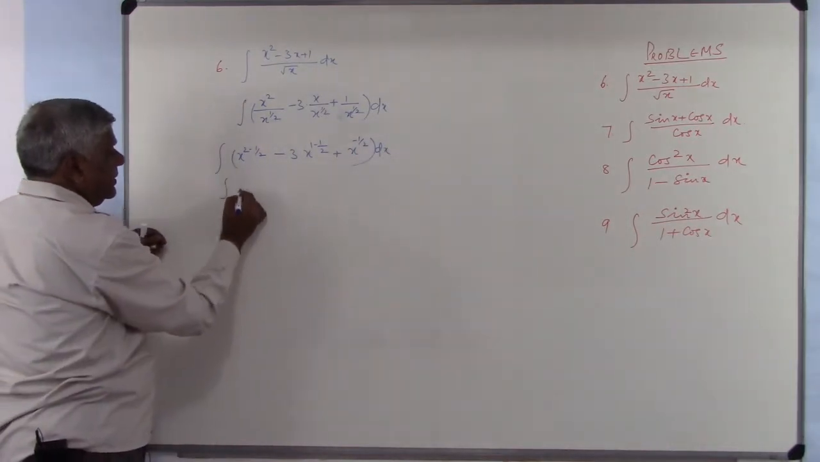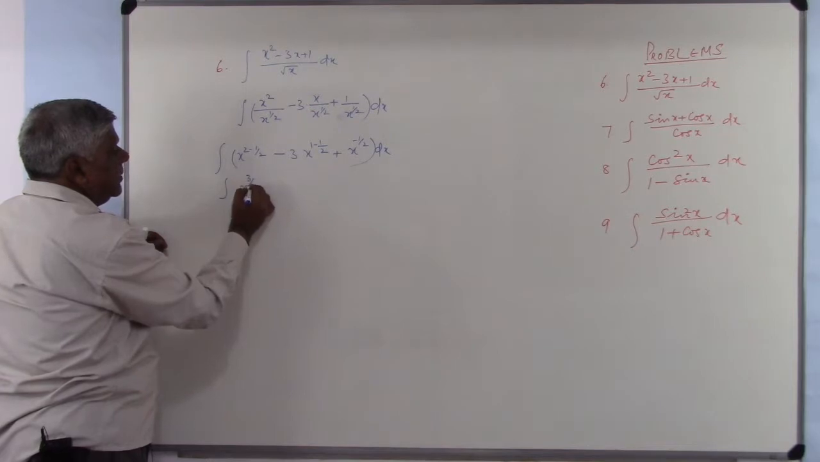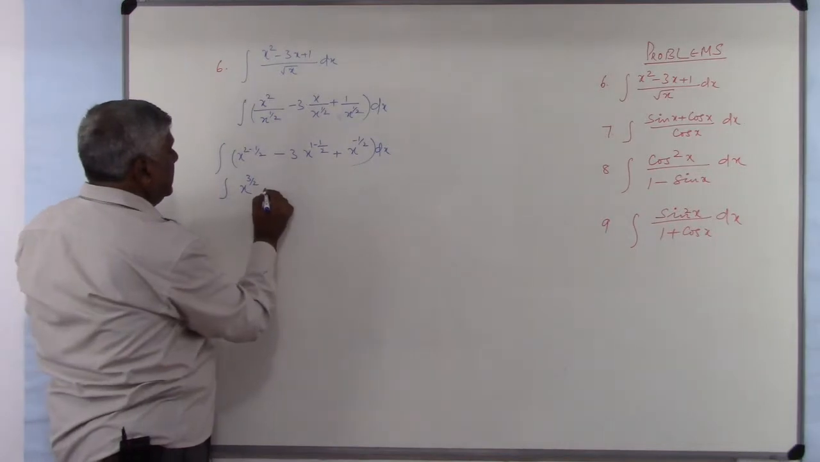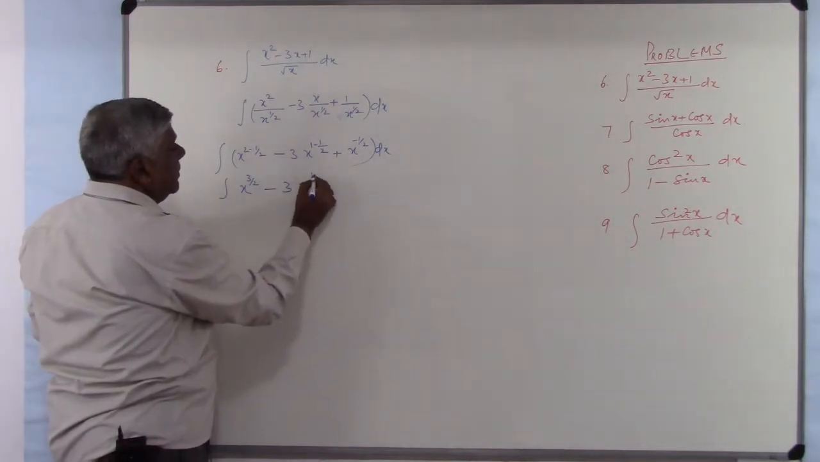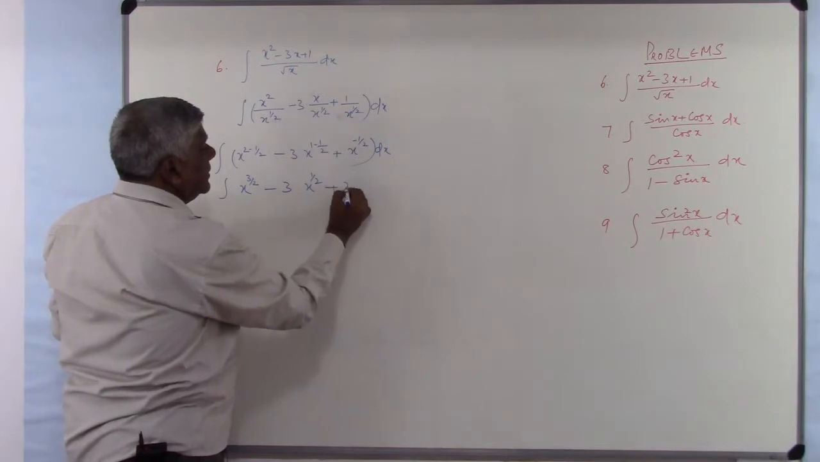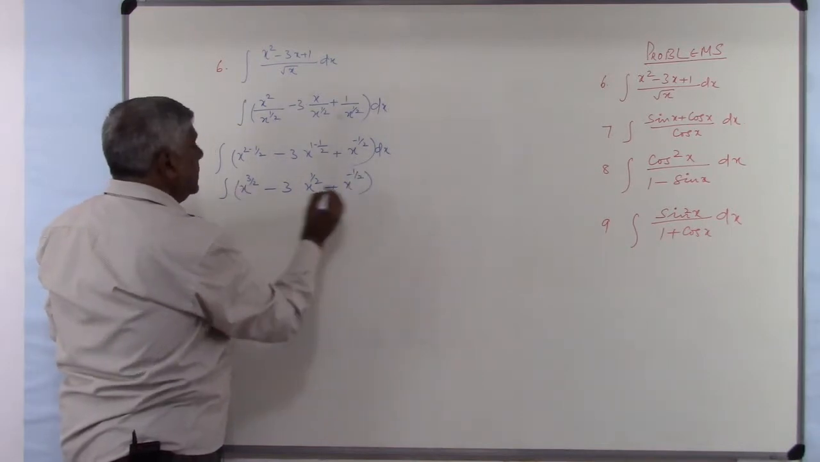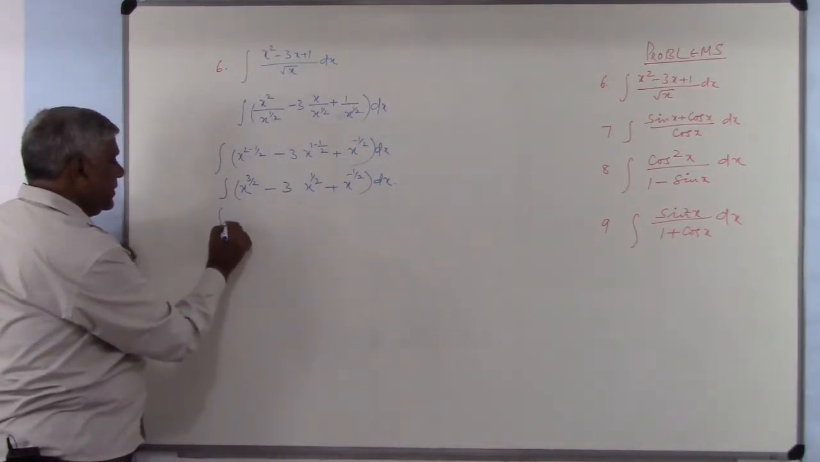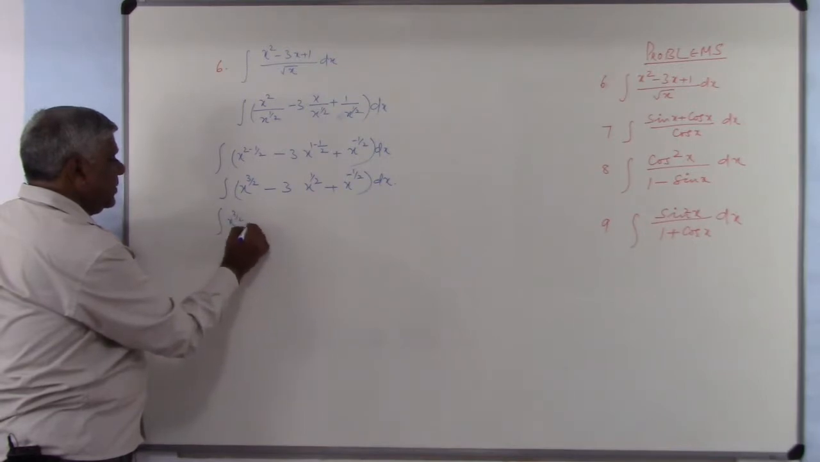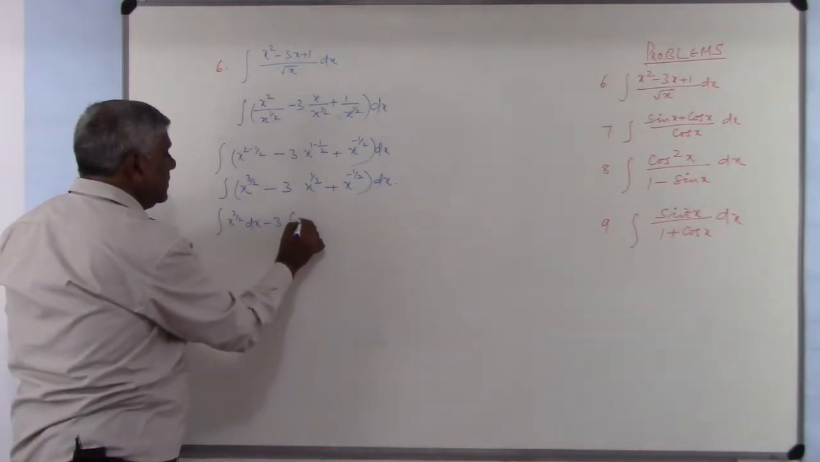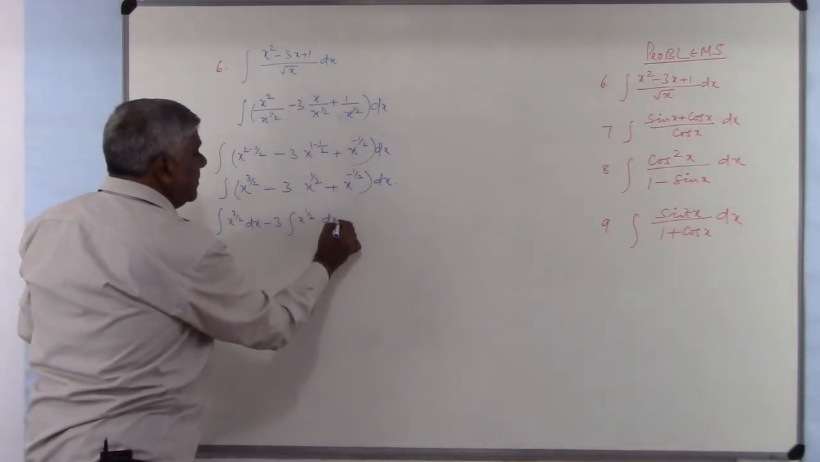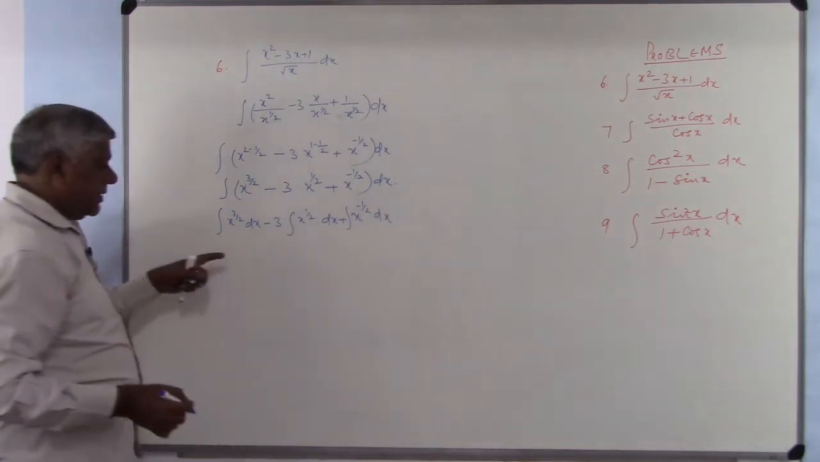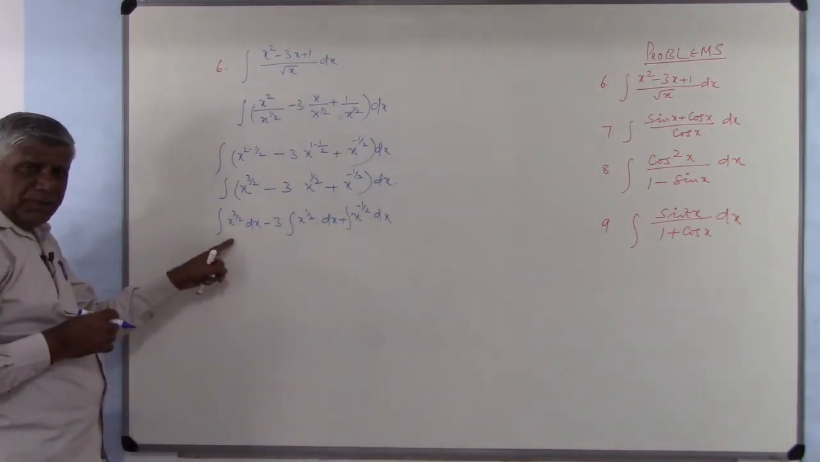Now we can see here x to the power of 3 by 2 minus 3 into x to the power of half plus x to the power of minus half into dx. Now integral of x to the power of 3 by 2 dx minus 3 into x to the power of half into dx plus x to the power of minus half into dx. Individually we have done. We are applying now the power formula.